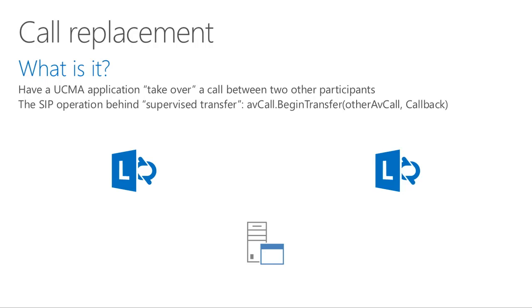This is sort of a visual of what happens in a call replacement. So you have a call between two Lync clients as an example. Your UCMA application calls one of the Lync clients and commandeers the call that was originally between the two Lync clients. So the person on the right doesn't know anything happened. From their perspective, they're still on the same call. However, the media is now coming from your UCMA application rather than from the other Lync client.